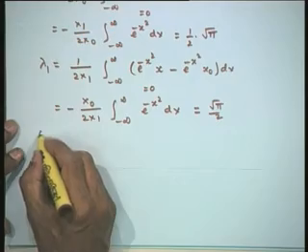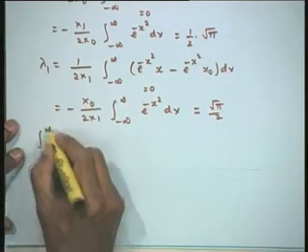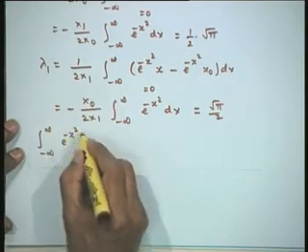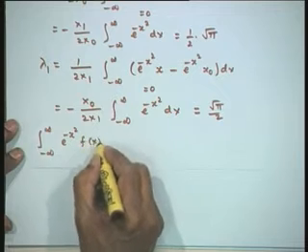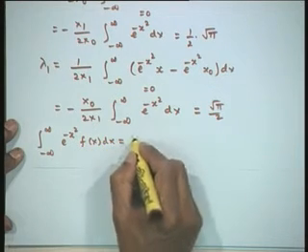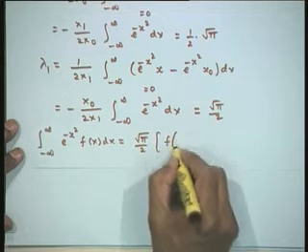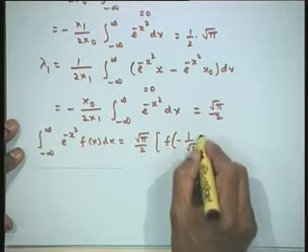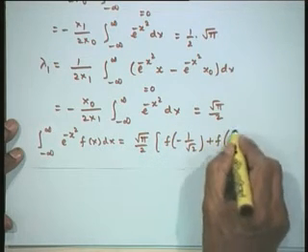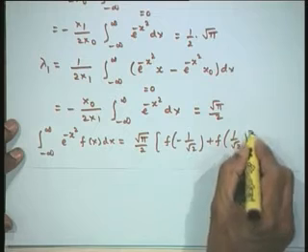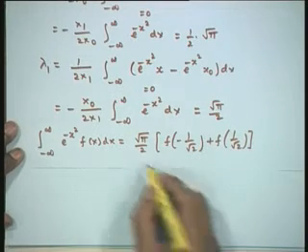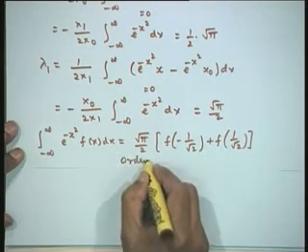Therefore, our formula is the integral from minus infinity to infinity of exponential of minus x squared f(x) dx. Both the weights are the same, root pi by 2, times f of minus 1 upon root 2 plus f of 1 upon root 2, and the order of this formula is 3.